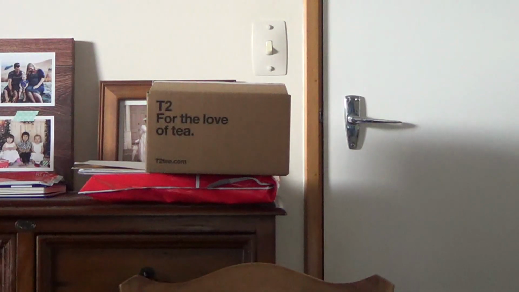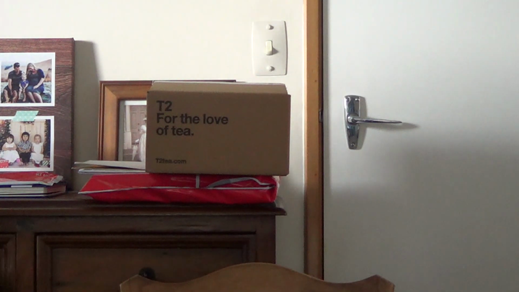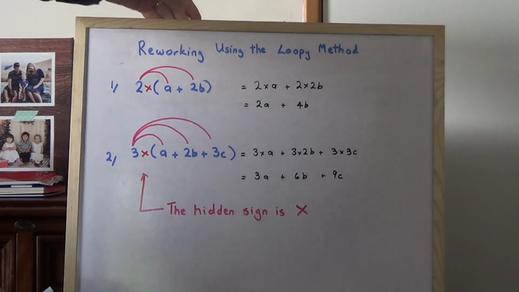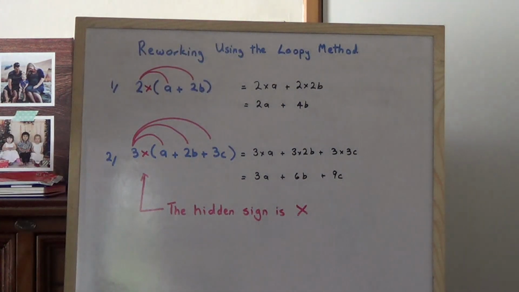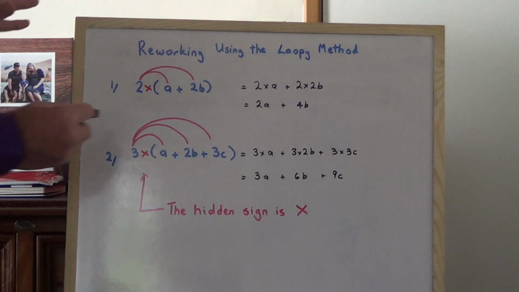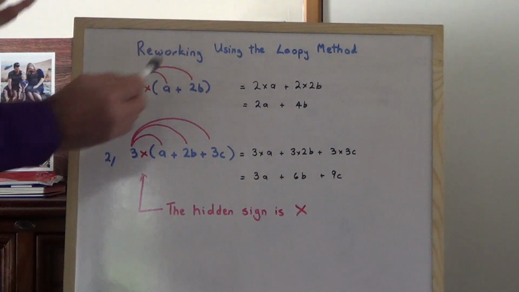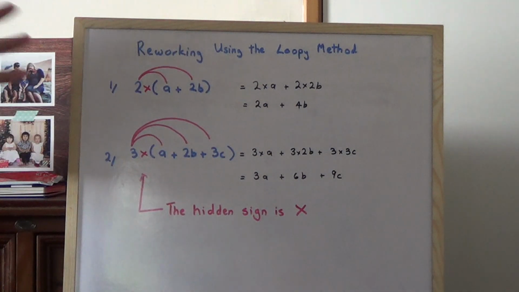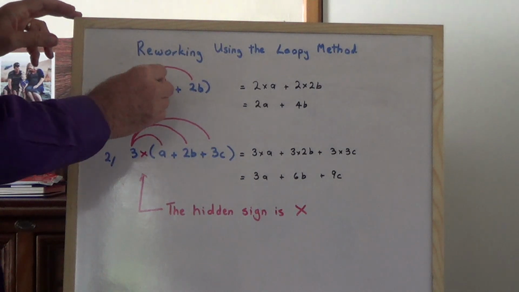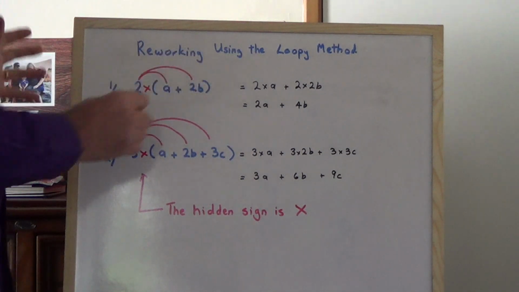Now, here's the next bit. Now, I'm going to introduce you to the loopy method, and we're going to go and look at the same 2 questions. Now, between the 2 and the bracket there's actually a space there and there's nothing in it. Now there's a hidden sign. The hidden sign is times, and that means there's 2 lots of, in brackets, A plus 2B.